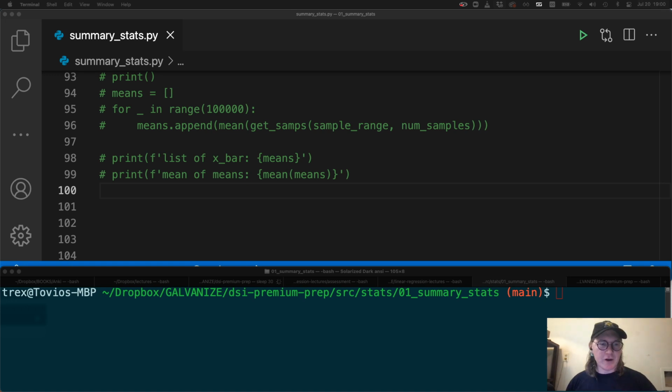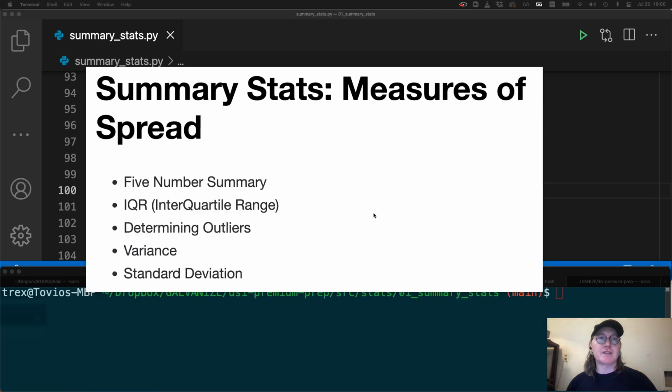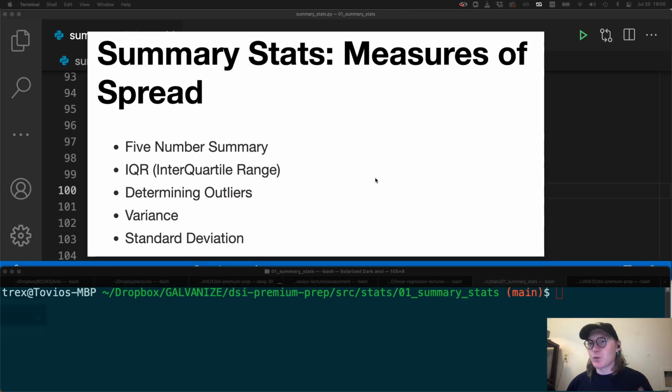All right, let's get started. So we're going to continue from where we left off. We had talked about measures of centrality in our basic summary stats. And today we're going to talk about measures of spread. And as you're going to see, measures of spread are directly related to measures of centrality.